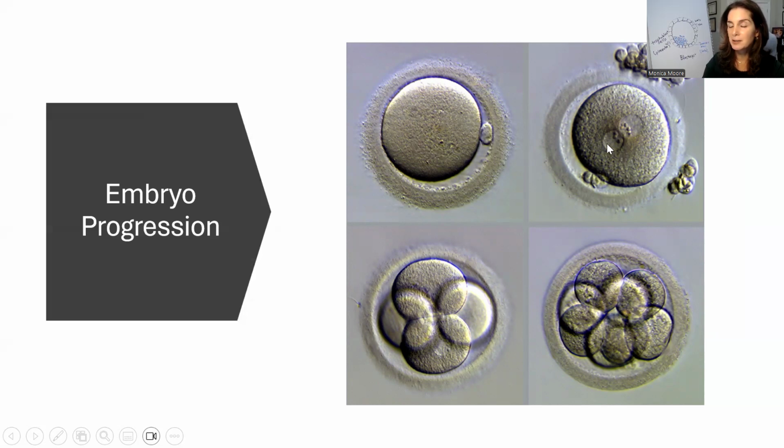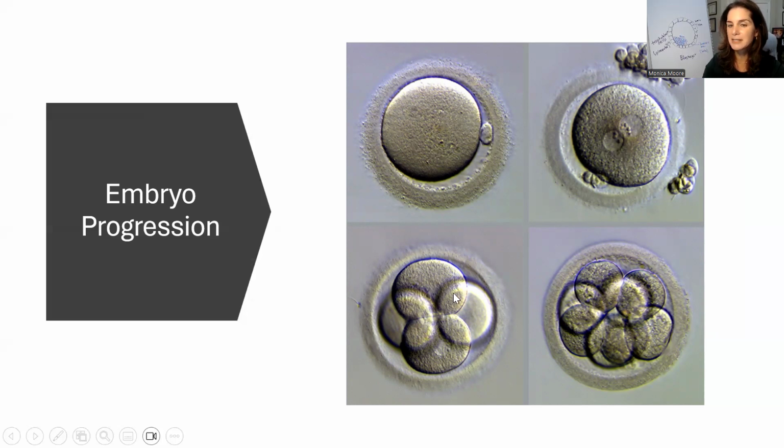This is the earliest form of an embryo called a zygote. And you can tell because there's one pronucleus, or PN, here from the male, one from the female. So this is called a 2PN, or a normally fertilized embryo. And again, this is called a zygote, the earliest form of an embryo.